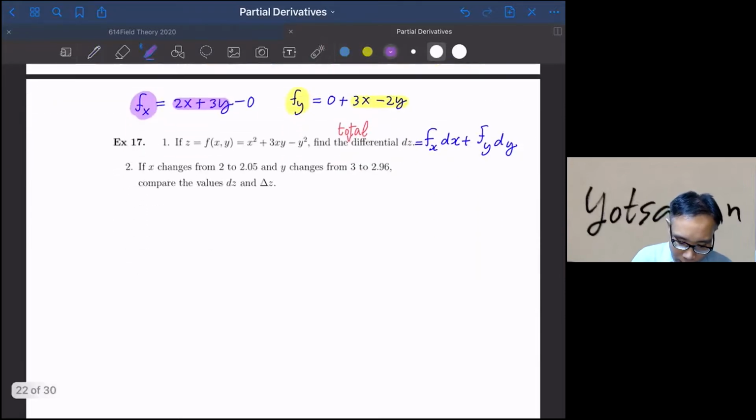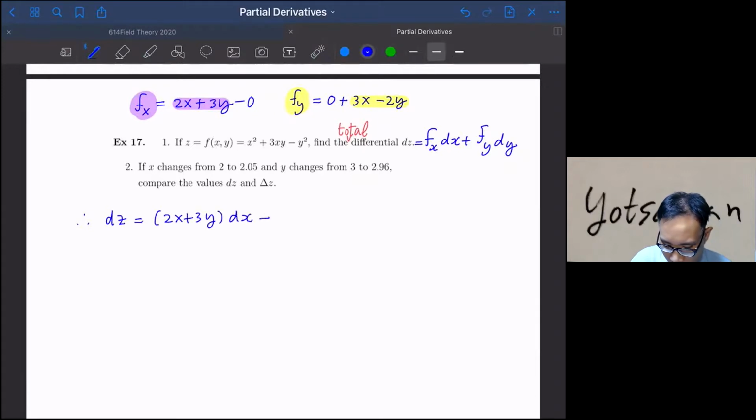So you have the purple one and the yellow one given in this form. So you're gonna have dz equal to (2x plus 3y) dx plus (3x minus 2y) dy, and this one will give you the thing called the total differential. Okay, so this will give you the total differential for number one.